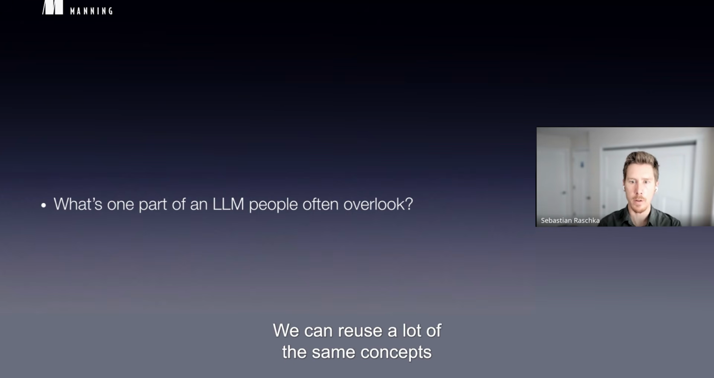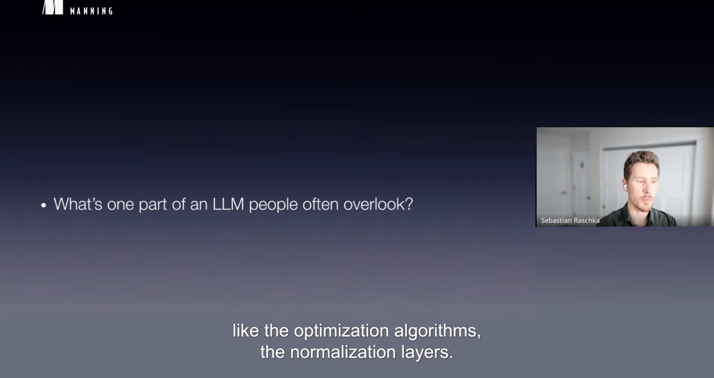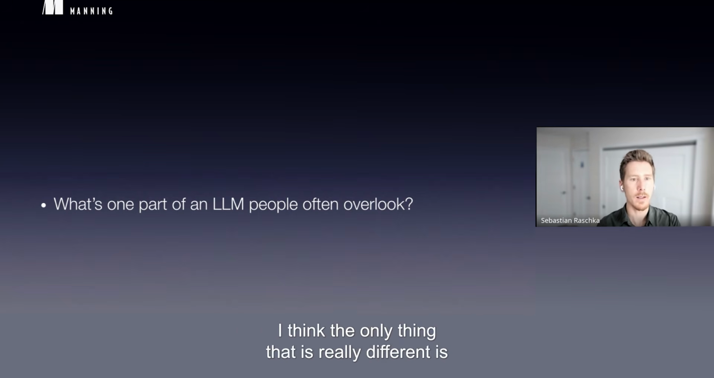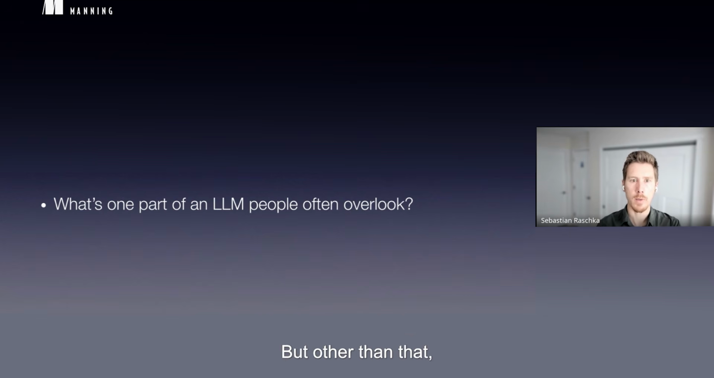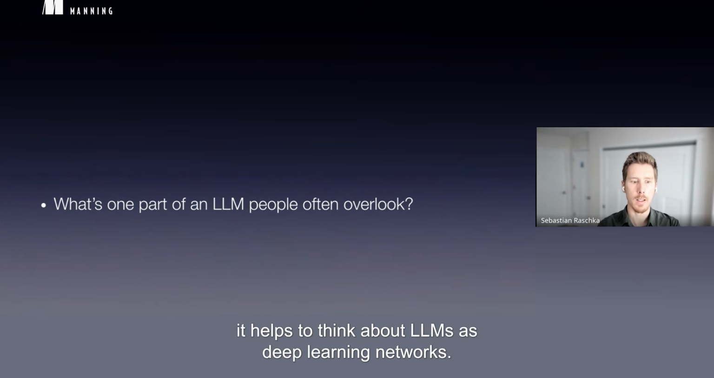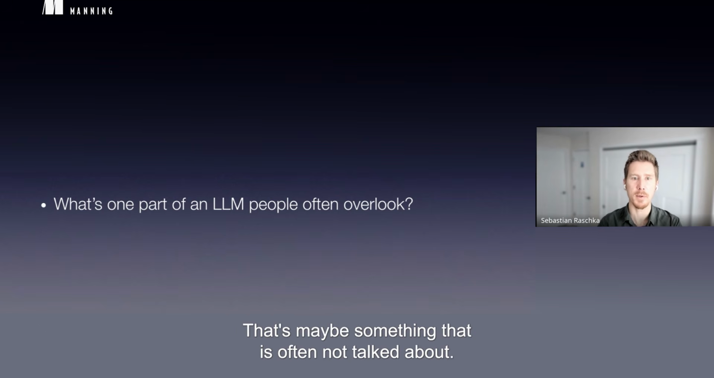We can reuse a lot of the same concepts, like the optimization algorithms and the normalization layers. I think the only thing that is really different is the attention mechanism, which is not present in other architectures except the transformer architecture. But other than that, it helps to think about LLMs as deep neural networks. That's maybe something that is often not talked about.